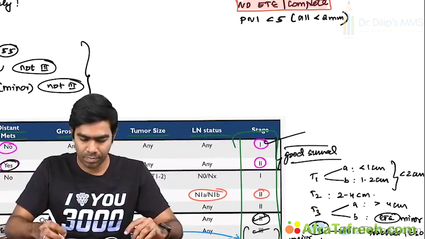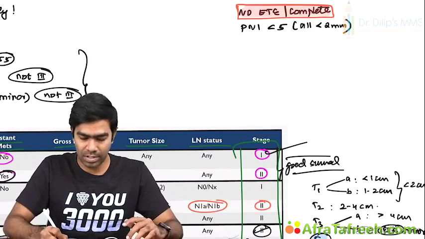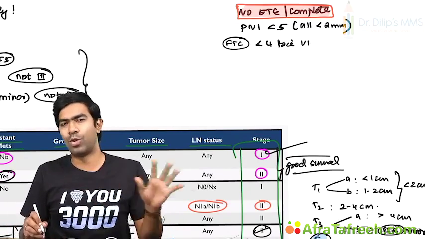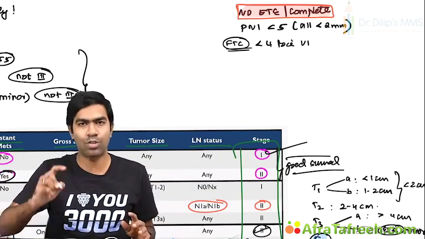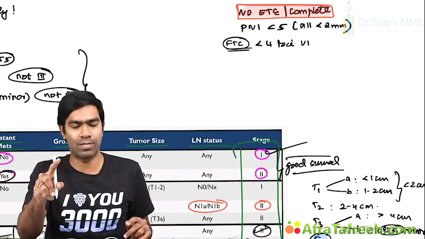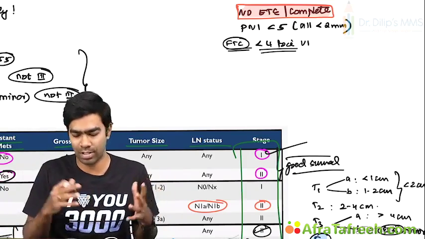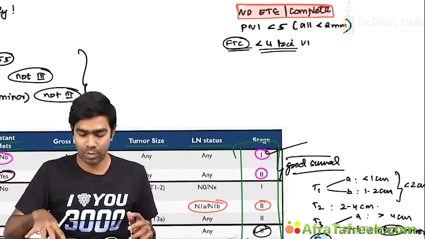Then what about the FTC? If it's an FTC, you have to tell if it is less than 4 foci of vascular invasion. So don't say that if there is vascular invasion, FTC means high risk. No, not at all. FTC can be diagnosed only if there is a vascular invasion, isn't it? So definitely they are going to have vascular invasion, but if there are less than 4 areas in the slide where they have vascular invasion, I can put it under low risk. If it's more than 4, it's a high risk. That's why.